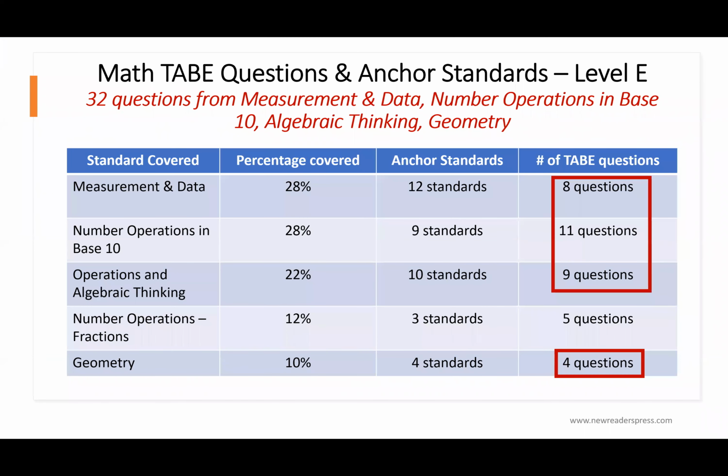In breaking these down by level, we can see at level E, a total of 32 questions comes from 4 key areas. These include 8 questions from measurement and data, 11 questions from number operations in base 10, 9 questions for operations and algebraic thinking, and 4 questions from geometry.